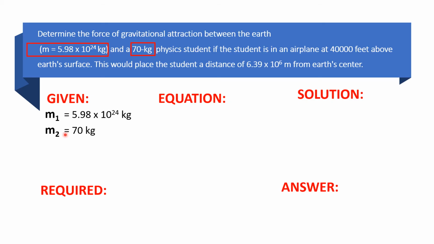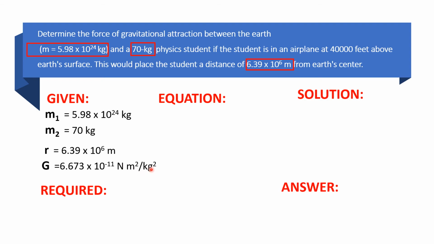So, we have the masses of the two objects na. And another one is the separation of distance. Gaano ba kalayo yung student above the Earth or surface of the Earth? That is 6.39 times 10 raised to 6 meters. So, that is the separation of distance between these two objects that is being compared. Another given is the value of the universal gravitational constant, and that is 6.673 times 10 raised to negative 11 Newton meter squared per kilogram squared.